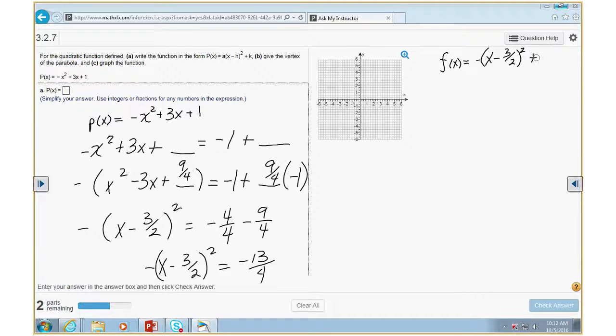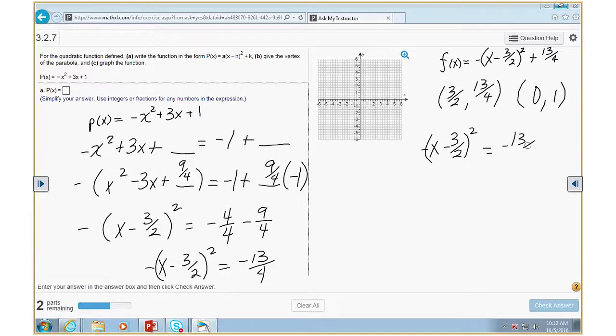plus, I don't like doing this. There's your little intercept method, or intercept form. The vertex is 3/2, comma, 13/4. Y-intercept is 0, 1. And negative x minus 3/2 quantity squared is equal to negative 13/4. Divide by negative 1. Divide by negative 1. X minus 3/2 quantity squared is equal to 13/4.